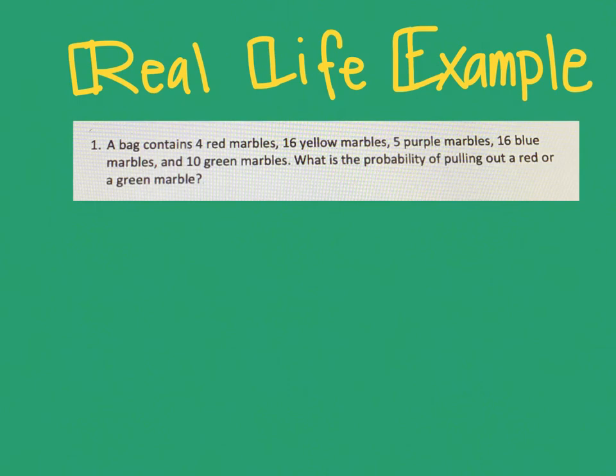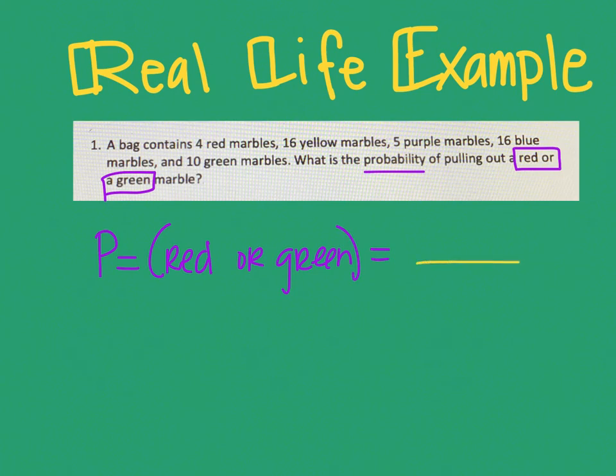So here's a real life example that sometimes we are asked about. There's a bag and it has stuff inside, and we're going to draw out something. There's 4 red marbles, 16 yellow marbles, 5 purple marbles, 16 blue marbles, and 10 green marbles. The question says, what is the probability of pulling out red or green? So this is how it's going to be written. P equals red or green, mathematically. Basically what I need to do is find the total, and then I want to know the number of red and the number of green together. I would add them up.